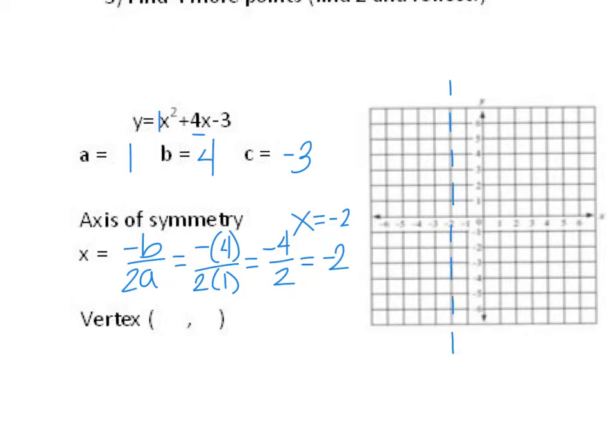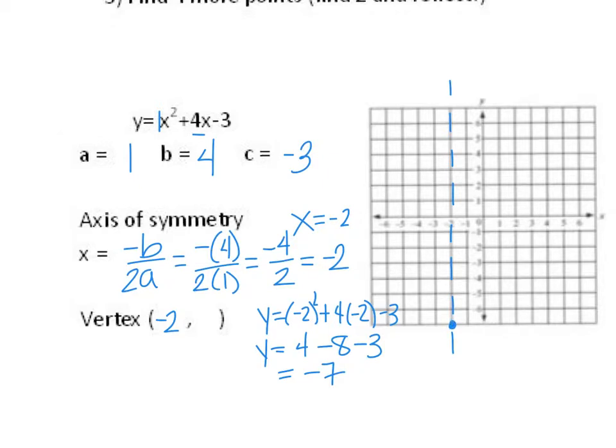Okay, and then that also means that for our vertex, we plug in negative 2 for the x value, and we still have to find our y value. So we get y equals negative 2 squared plus 4 times negative 2, minus 3. Negative 2 squared is going to be a positive 4. 4 times negative 2 is minus 8, minus 3, and what do we get? Negative 7. So then we graph our point, which happens to be way down here on the bottom.